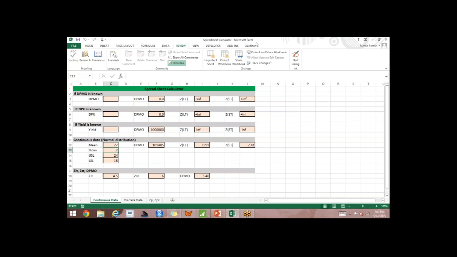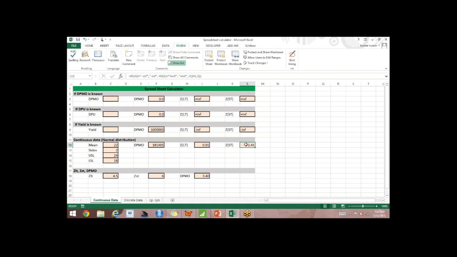I will have to unprotect this sheet. Give me a minute. All right, the sheet is unprotected now. Mean is given as 22, standard deviation is given as 2. Upper specification limit is 24 and the lower specification limit is 18. If I key in those values, I get my ZST, sigma level short term and sigma level long term. Look at this. Sigma level long term is 0.91.